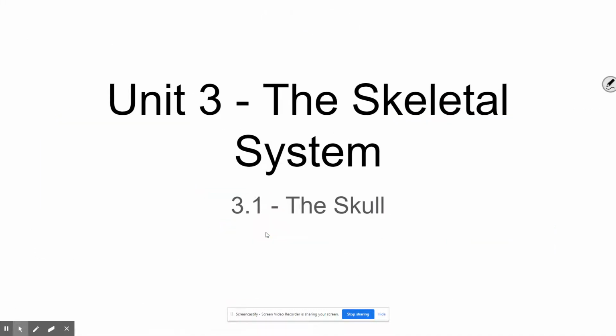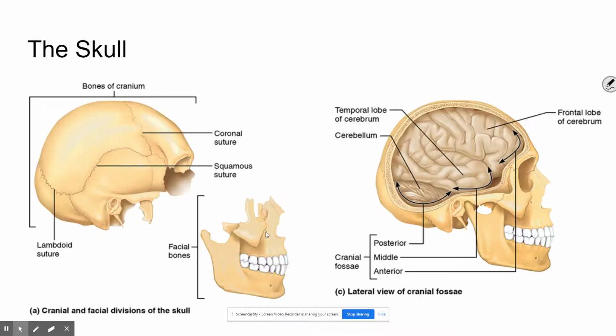All right, in this video, we'll be looking at Unit 3, the skeletal system, talking about the skull in particular today. The skull is the body's most complex bony structure. It's formed by 8 cranial bones and 14 facial bones. The cranial bones encase and protect the brain and provide muscle attachment for the head and the neck muscles.